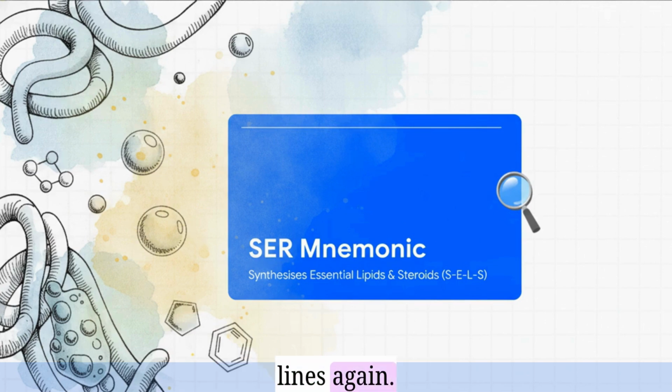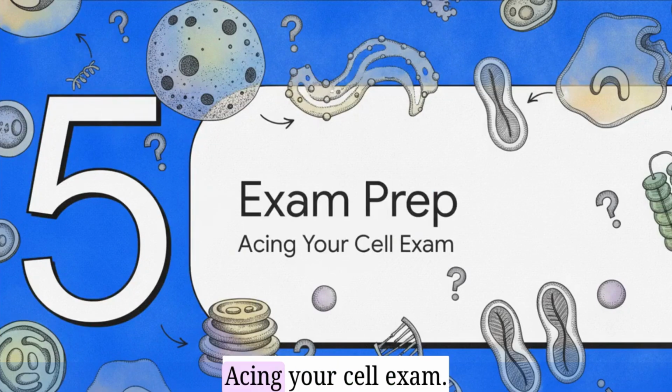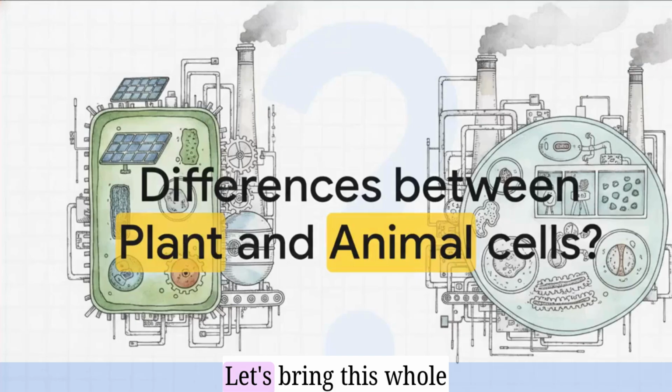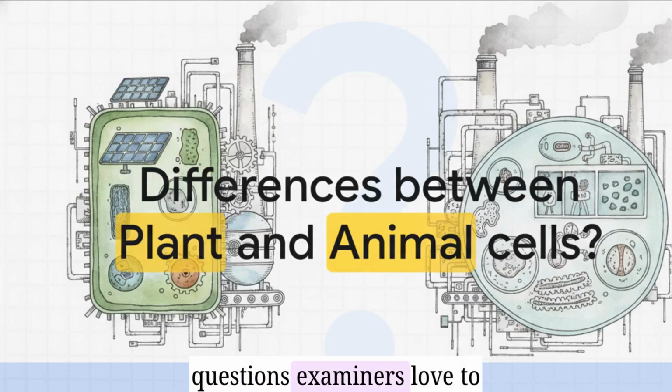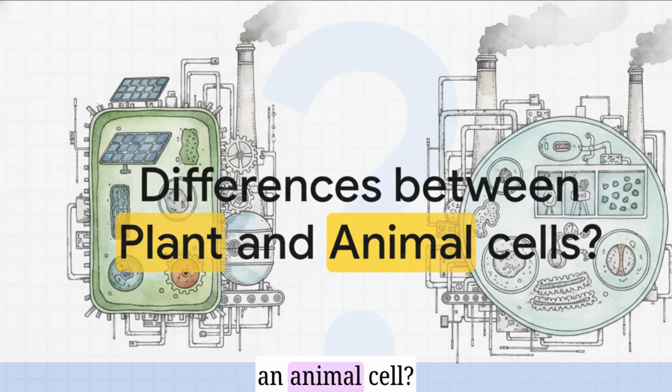Finally, Part 5, Acing Your Cell Exam. Let's bring this whole thing home. We're going to do a rapid-fire review of the absolute most common high-yield questions examiners love to throw at biology students. Starting with the granddaddy of them all, what are the main differences between a plant cell and an animal cell? Whenever this classic comparison pops up, you want to picture the differences in how these two specific factory types are built and how they operate.